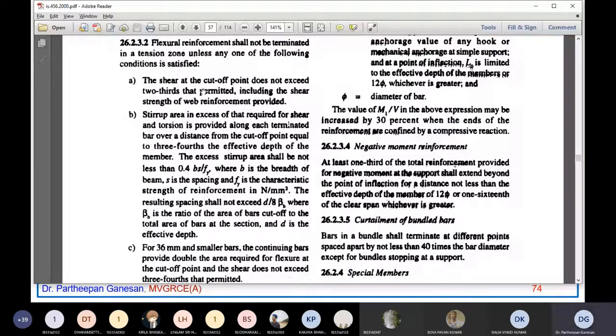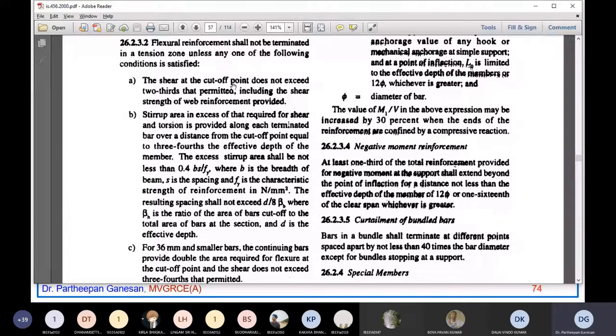The shear at the cutoff point does not exceed 2/3 that is permitted, including the shear strength of web reinforcement provided. And another criterion is given: you have to provide excess stirrups at the shear and torsion. You will design the beam for shear reinforcement for the given shear force, plus you will provide some more shear reinforcement in excess. That is the second criterion. So I am going to go with the first one.